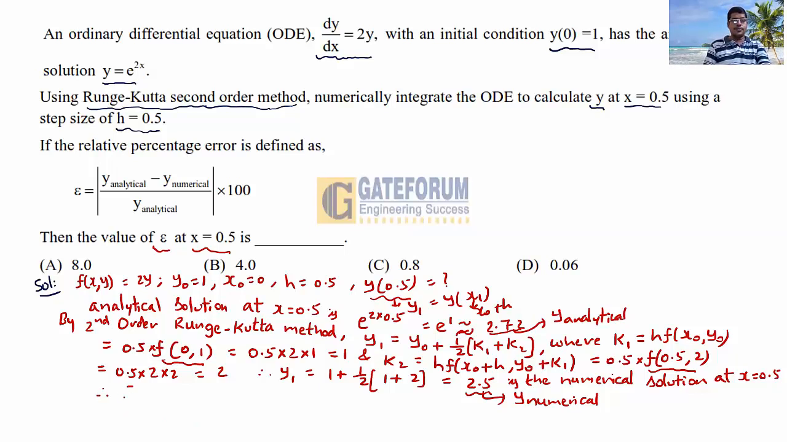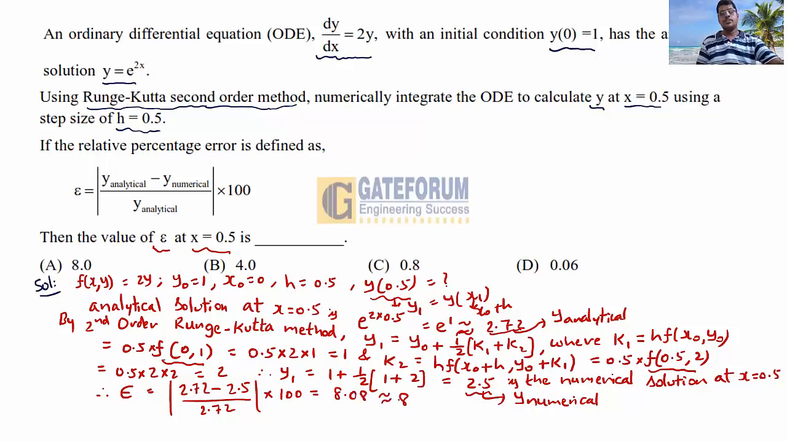Therefore, epsilon is equal to modulus of (y analytical, that is 2.72, minus y numerical 2.5) divided by y analytical 2.72, modulus closed, into 100. So simplify this, you will be getting 8.08, approximately 8. So the answer is 8 or 8.0. Accordingly, the option is A. This is the end of the question.